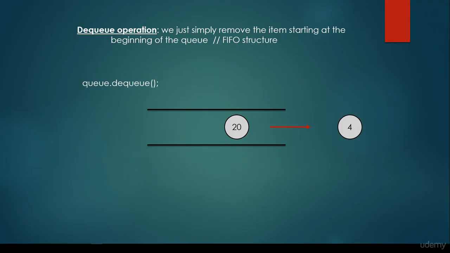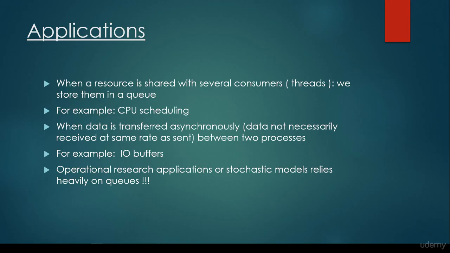If we call the dequeue again, then we are going to remove the next item, so the 4. Okay, then we call the dequeue method again, then it's going to remove the last item. And it's very important that the peek operation is going to get the value of the node we have inserted first without removing the item from the queue. So in this case, the peek method is going to return 20, but it's not going to remove this item from the queue. So what about the applications?